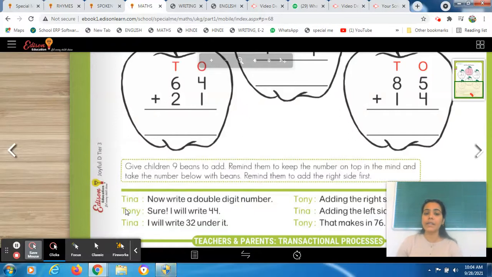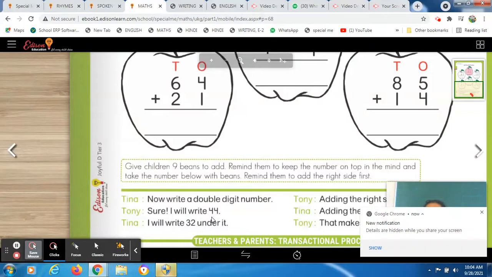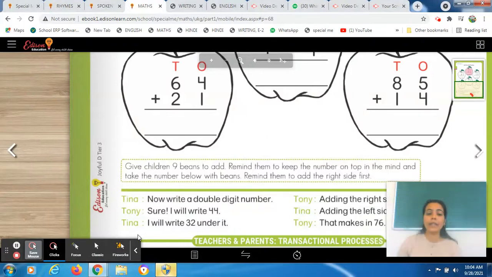Now, Tina, the girl, said, "Now write a double-digit number." They are also doing the same concept of addition with two-digit numbers. So Tina said that we will write a double digit number. So Tony said, sure, I will write 44. So Tony wrote a double digit number. That number is 44. Then Tina said, I will write 32 under it. That means Tina said that I will write number 32 below this number.